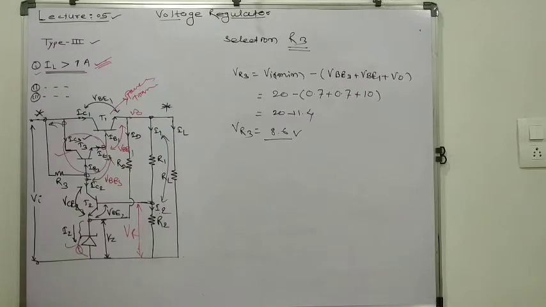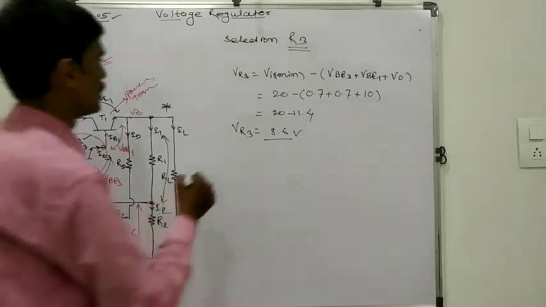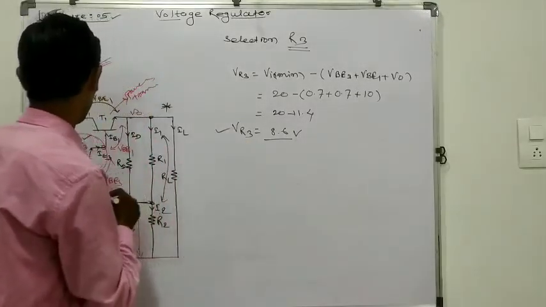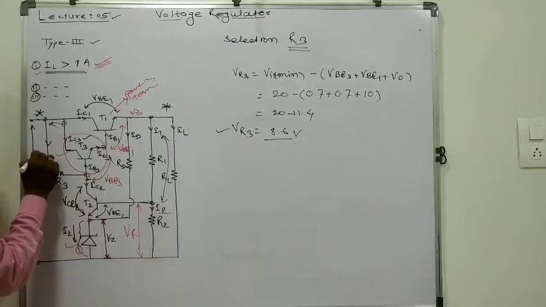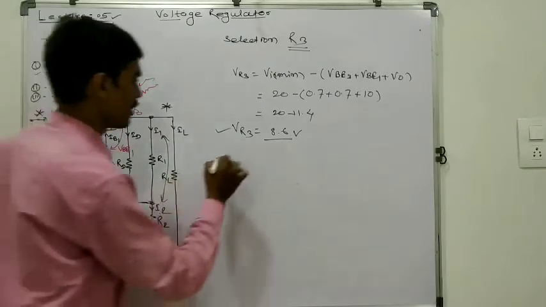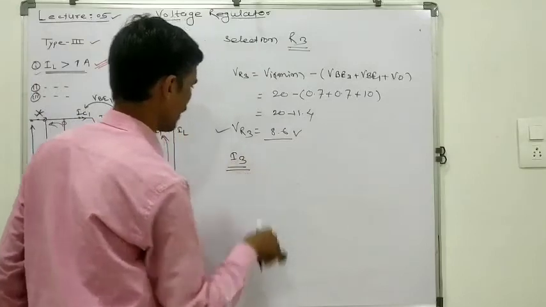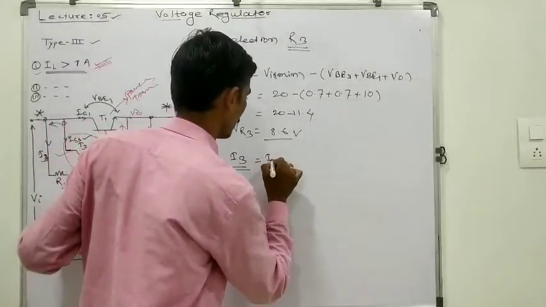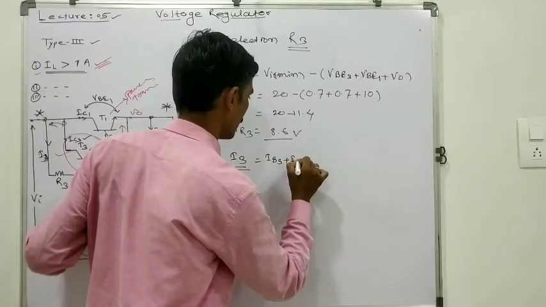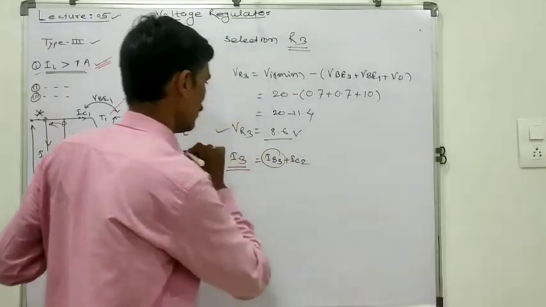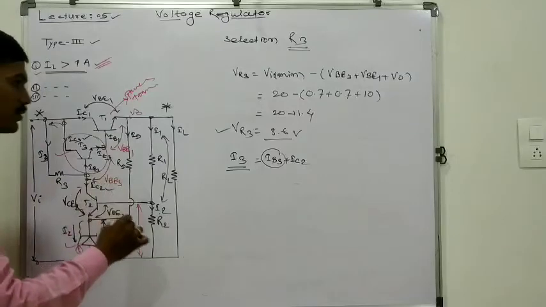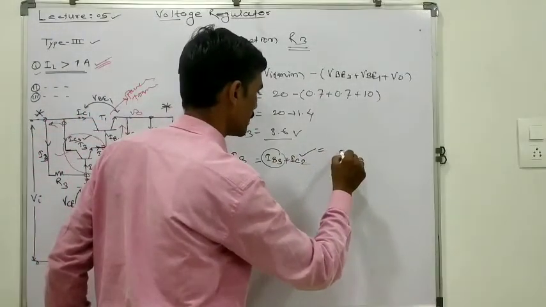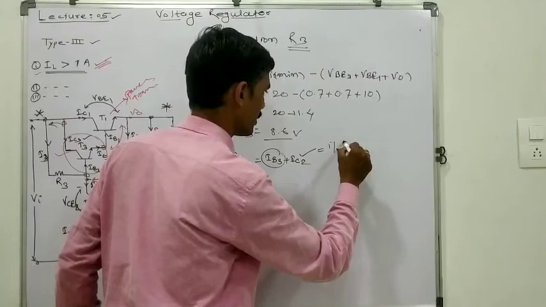So this is what the VR3 is. The next part is to calculate the current flowing through this, that is I3. For the power rating we must know the value of I3. So I3 is nothing but IB3 plus IC2. Now we know the value of IC2. It is 1% of the load current.